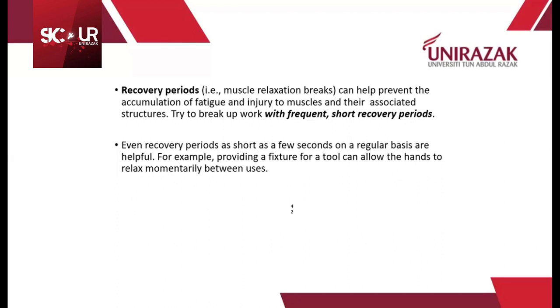So ada recovery period, muscle relaxation break can help prevent the accumulation of fatigue and injury to muscle and their associated structure. Try to break up with frequent short recovery periods, that's why kalau perkeso ataupun sokso, mana-mana yang terlibat dengan kemalangan, normally dia akan ada program return to work, RTW. So untuk kita fitkan balik kita punya badan lah untuk laksanakan kerja. Even recovery periods as short as a few seconds on a regular basis are helpful. For example, providing a mixture for a tool can allow the hand to relax momentarily between use.